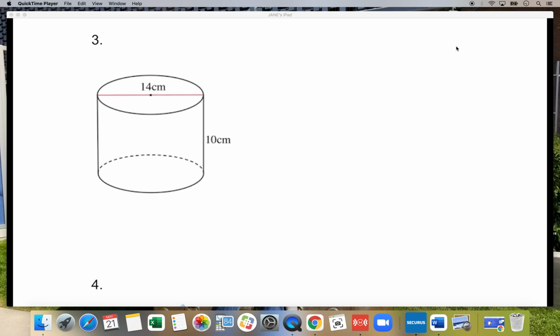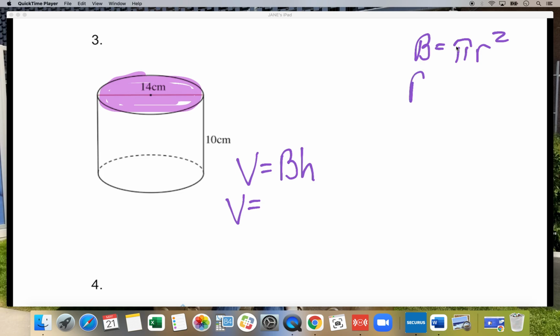Again, I'm going to grab that formula. Big V equals the area of my base times my height. Big V is the volume, and then the area of my base. I'm going to look at my base. My base is a circle, which is this right here. The formula for the base when it's a circle is pi r squared. So big B equals, I need to find my radius. My radius is 14 divided by 2, which is 7.